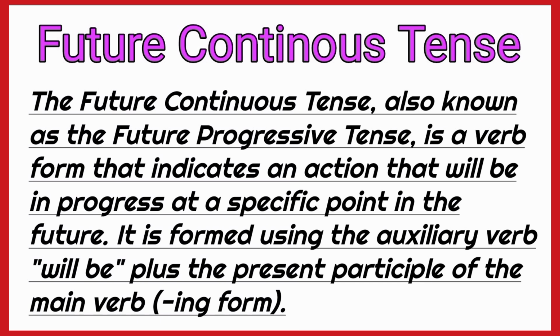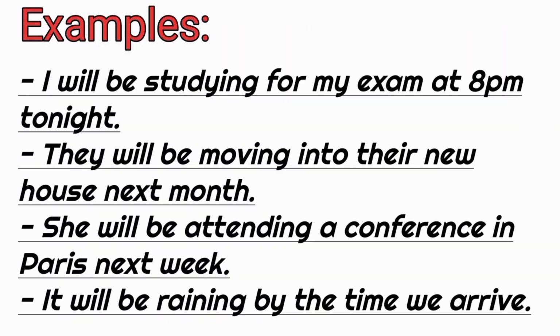It is formed using the auxiliary verb will be. It means we will use will plus be plus the present participle of the main verb. It means we will use the ing form with V1 in the sentence.